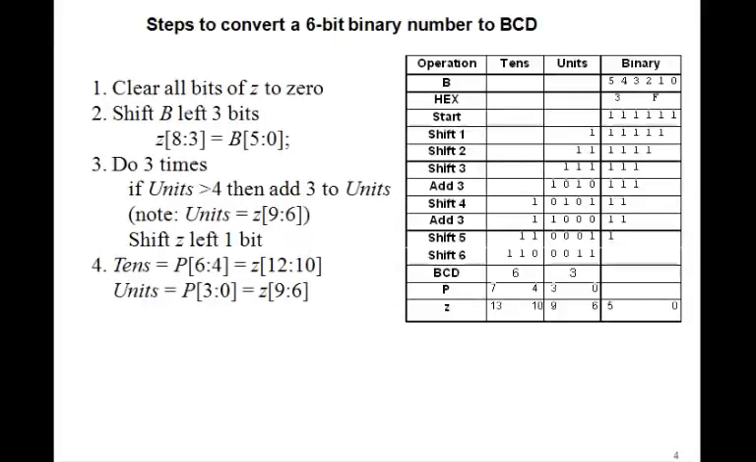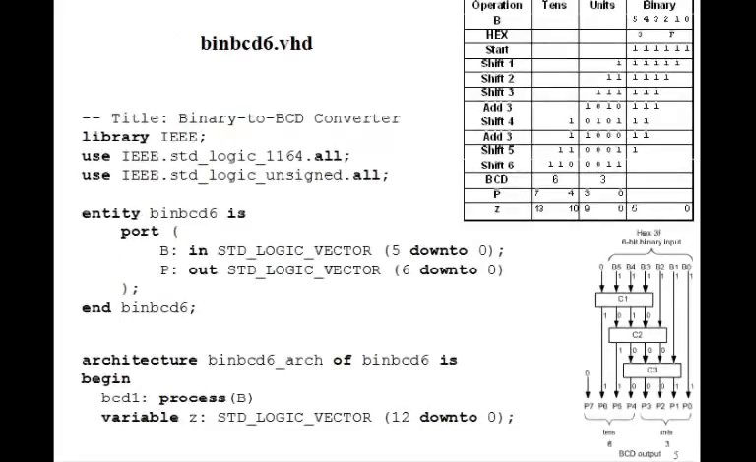And we showed how it went for the 6-bit number using this algorithm, where we clear all the bits in Z, shift B 3 bits to the left, and then do, in this case, 3 times, our add algorithm. If the units is greater than 4, then we add 3. So let's see how we can write a VHDL program to do this.